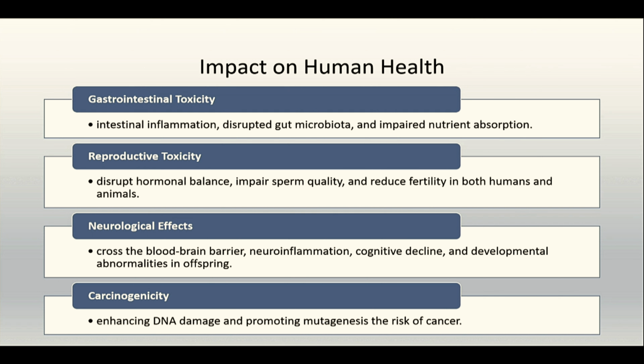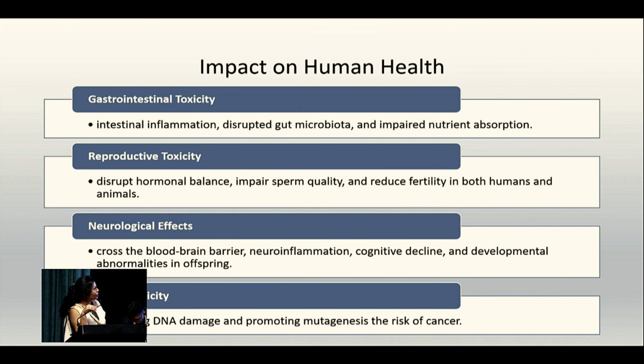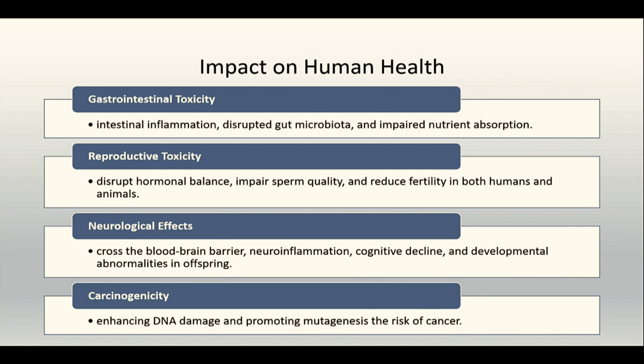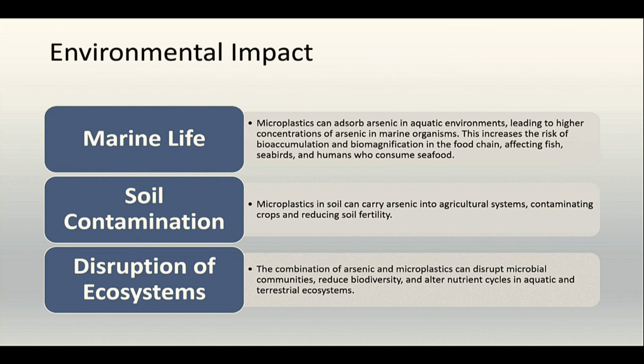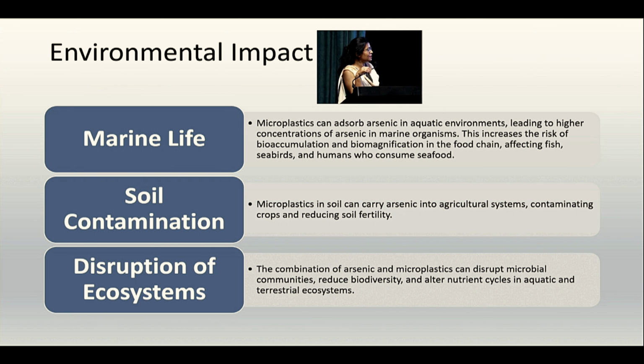So coming to the impact on human health, it gives you gastrointestinal toxicity, reproductive toxicity, neurological effects, and carcinogenicity. And on environmental impact, these are environmental toxins, so they affect majorly the marine system, as microplastics have accumulated more in aquatic marine life, and it is also contaminating the soils and disrupting the ecosystem.